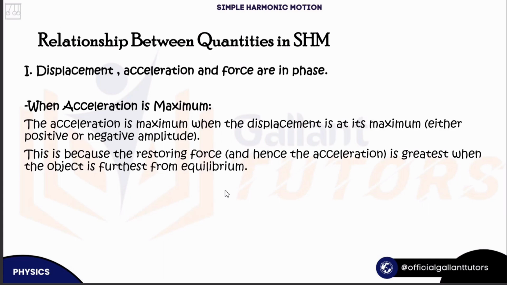What can we bring out when acceleration is maximum? The acceleration is maximum when the displacement is at its maximum. I said that. This is the second time I'm saying it. The acceleration is maximum when the displacement is at its maximum, either positive or negative amplitude.